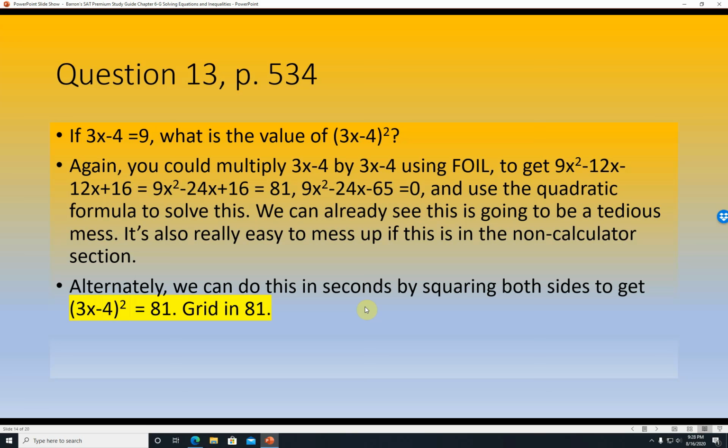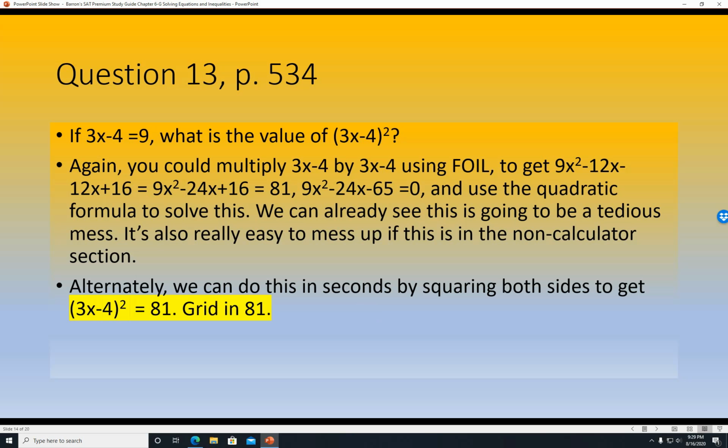Let's move on. 13, page 534. If 3x minus 4 equals 9, what's the value of 3x minus 4 squared? Hopefully most of you can see, well, okay, all I have to do is square both sides, and I'll get 3x minus 4 squared, and on the other side I'll have 9 times 9, which is 81.